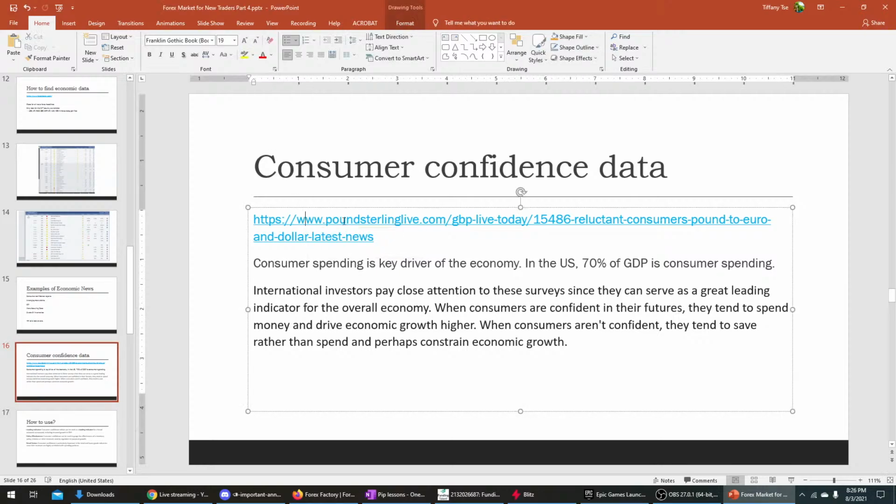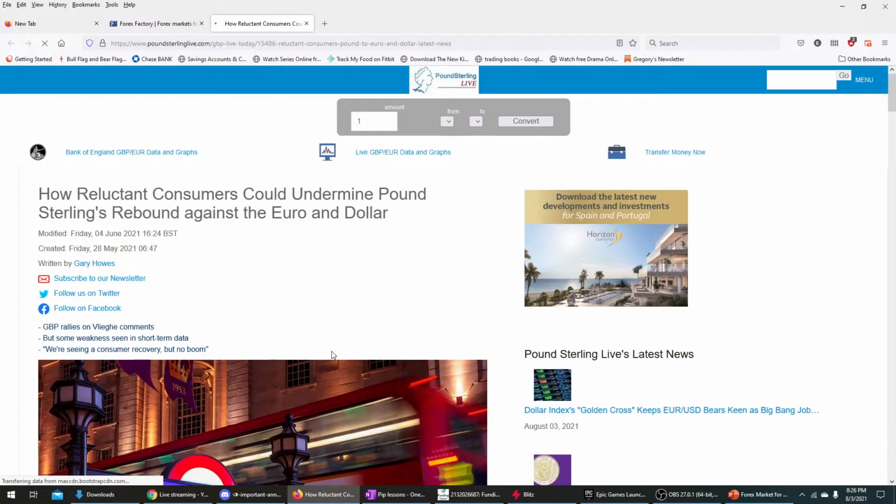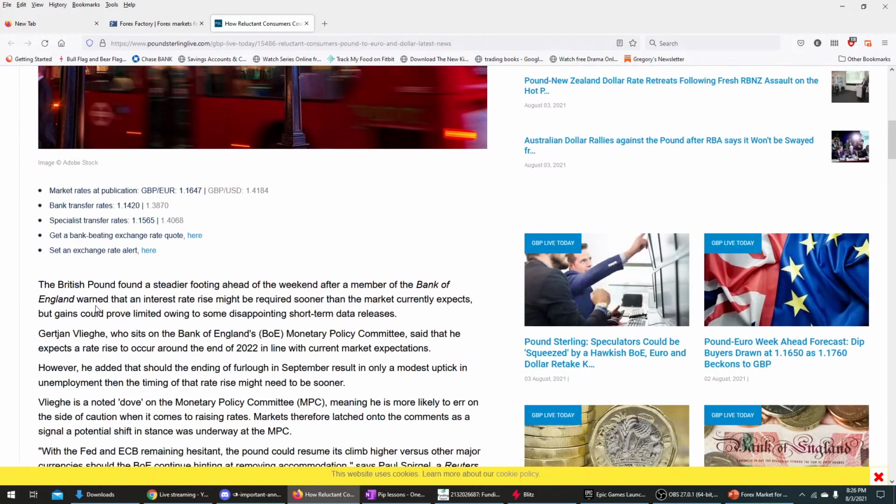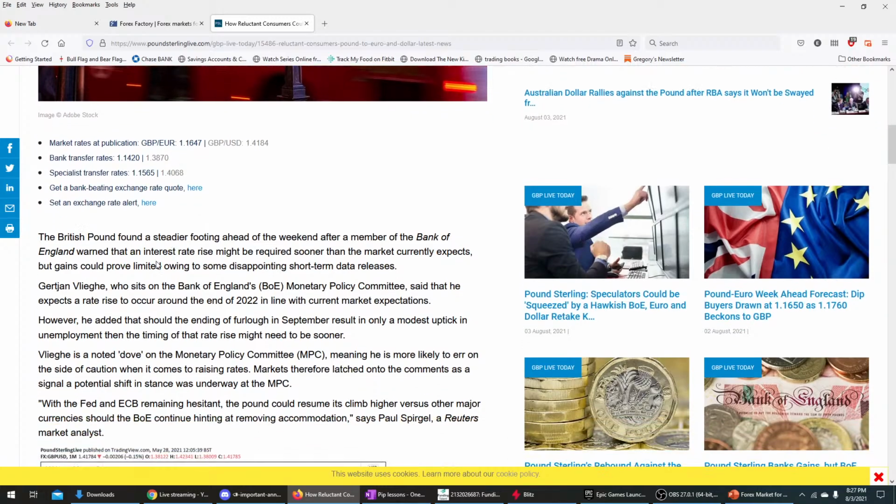So we actually can look at this. Let's look up some news. This is pretty recent, like two months ago, but it still applies to right now. So the pound dollar, actually this is the pound, but it applies to the US dollar as well. Pound steady footing ahead of the weekend of the Bank of England. Higher interest rates might be required soon.